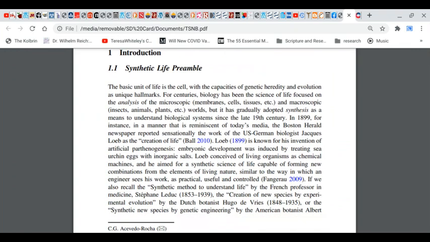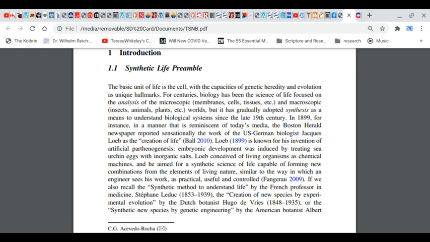The Synthetic Life Preamble. The basic unit of life is the cell, with the capacities of genetic, hereditary, and evolution as unique hallmarks. For centuries, biology has been the science of life focused on the analysis of the microscopic membrane cells, tissues, etc., and macroscopic insects, animals, plants, etc., worlds. But it's gradually adopted synthesis as a means to understand biological systems since the late 19th century.